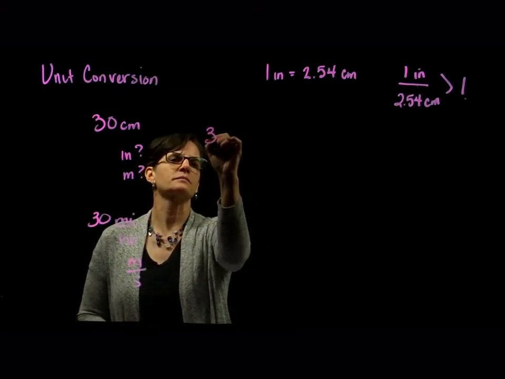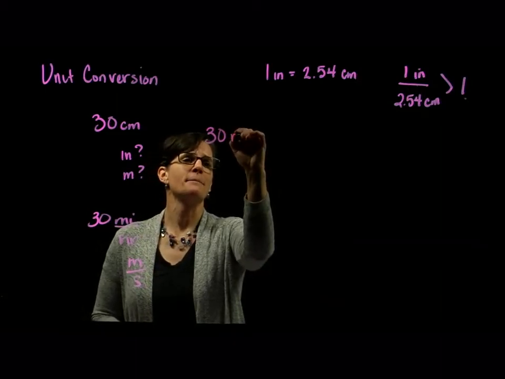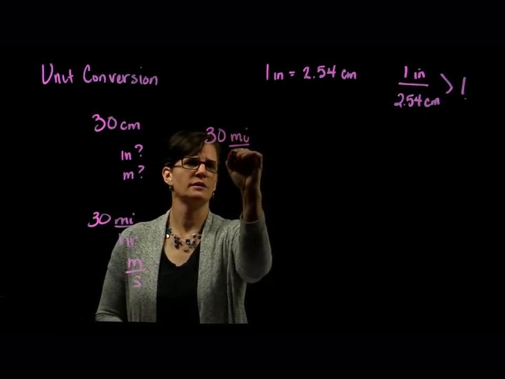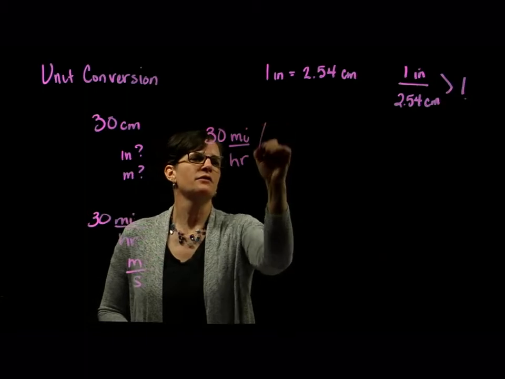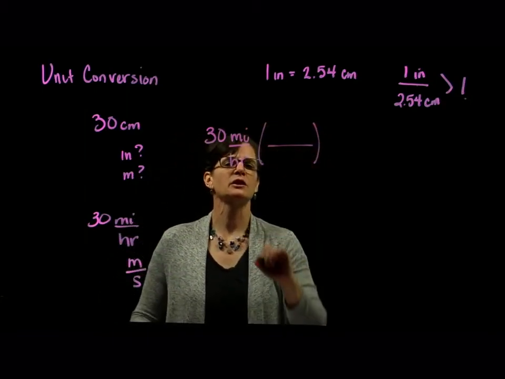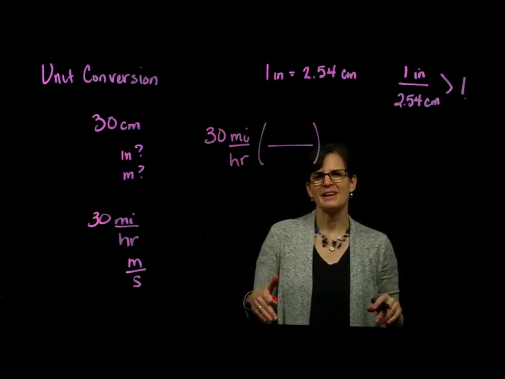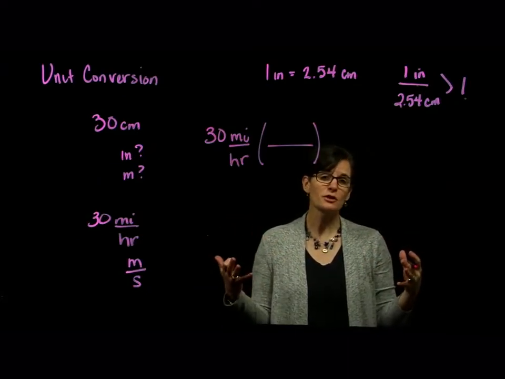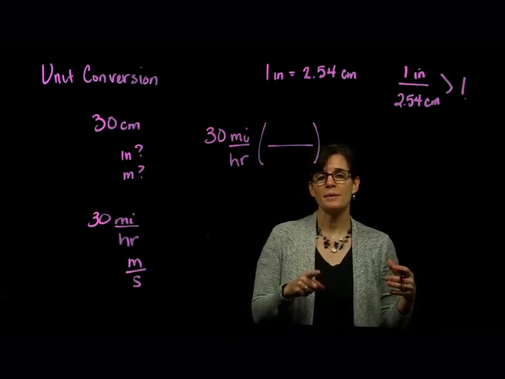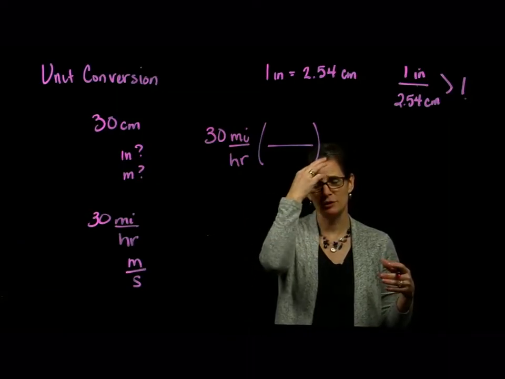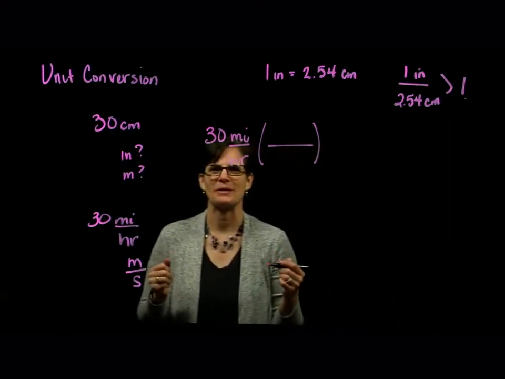So, 30 miles per hour. The first thing that we can do is look at a conversion between miles and meters, which is what I'm trying to get to. I don't remember the meter conversion very often, but I do remember the miles to kilometer conversion, at least I think I'm going to remember it correctly.